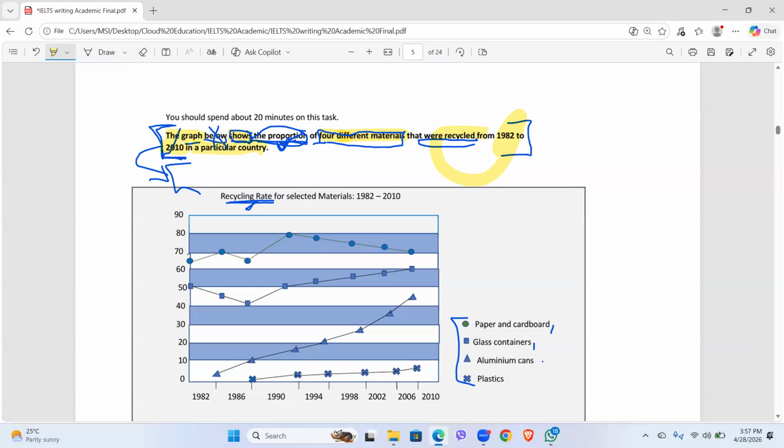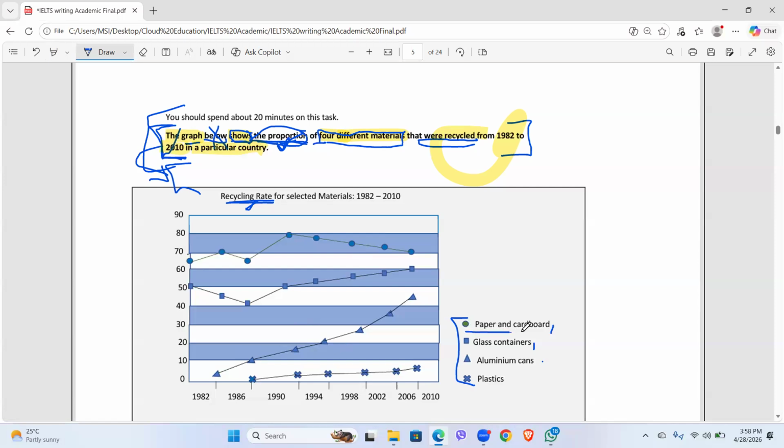Just paraphrase in the first paragraph. If you paraphrase, that is fine. Is it okay? So what to write in the overall? What to write in the overall? Look at this figure. What is the highest point? What is the lowest point? Which one has the highest percentage? Which one has the lowest percentage? What about the trend? We can look at those things. Which one is the highest?